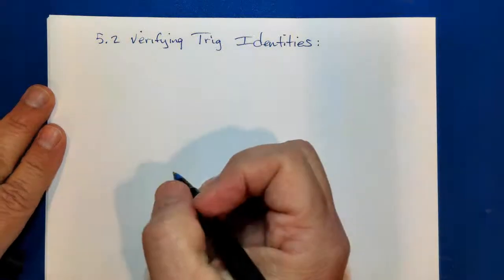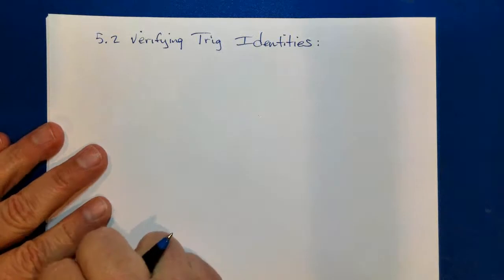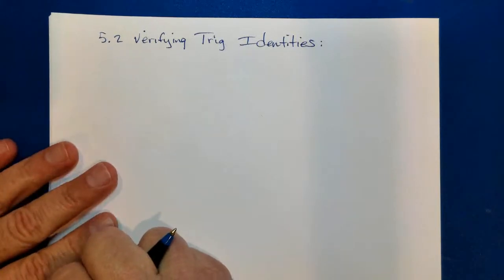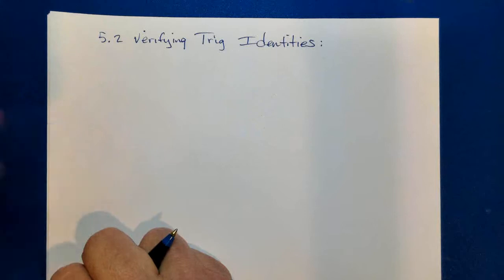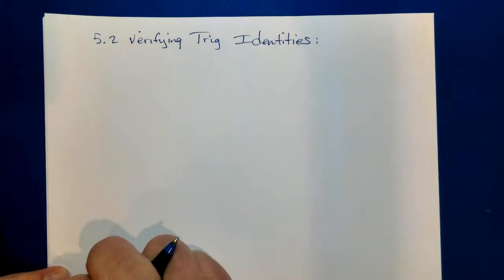Hi everybody. Today let's talk about Chapter 5, Section 2, Verifying Trig Identities. Now this is where we go back to our Trig identity sheet. You should have that written down. You should have the reciprocal identities, you should have the quotient identities, you should have the Pythagorean identities.